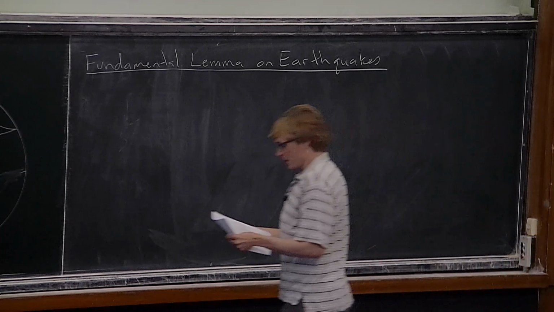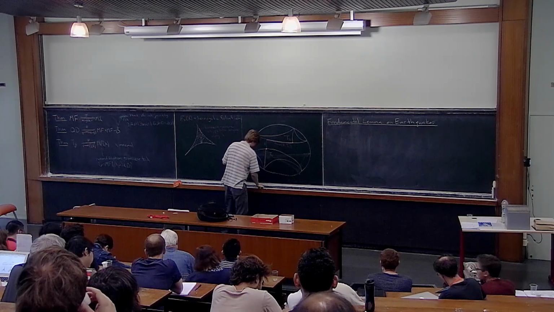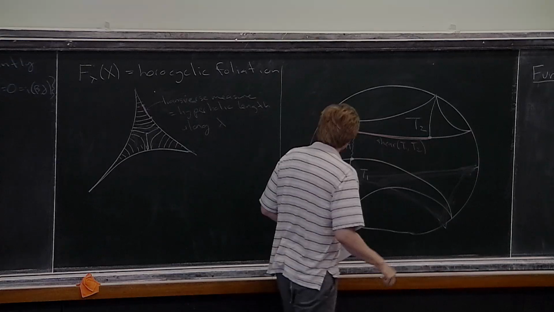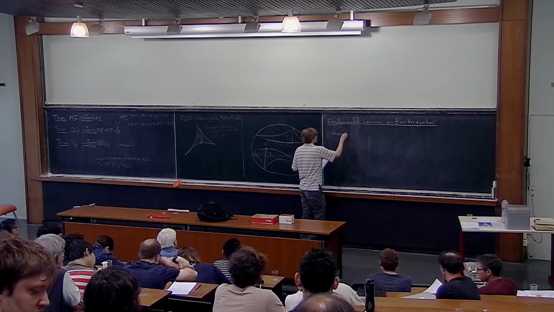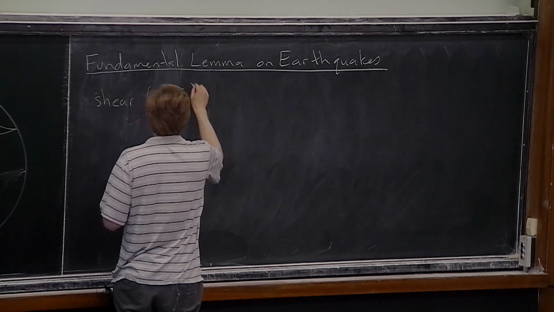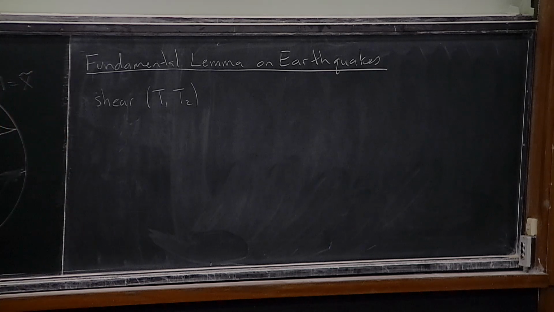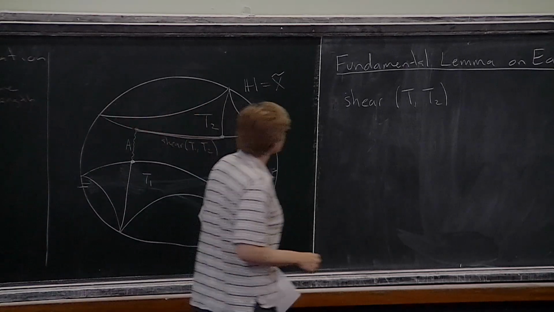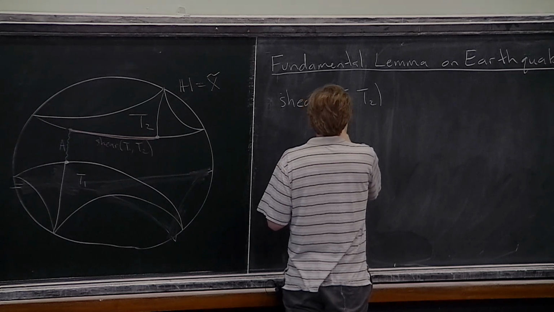OK, so here I'm going to call this arc A. I want to think about what happens to the shear. So I have the shear from T1 to T2. And here this is the hyperbolic plane, which is the universal cover of X. And now I want to think about what happens when I earthquake in lambda. So I'm going to earthquake for time t in lambda of X.